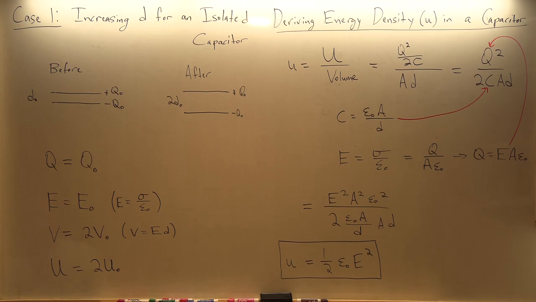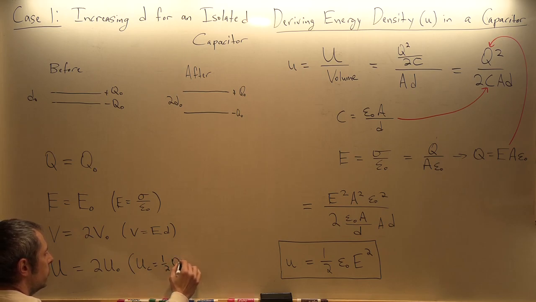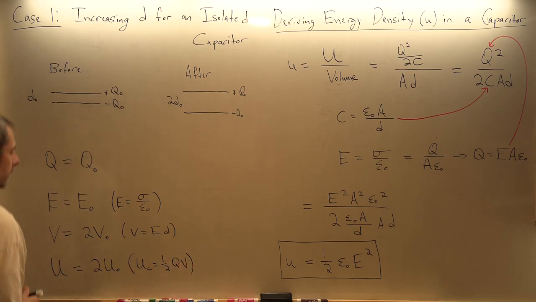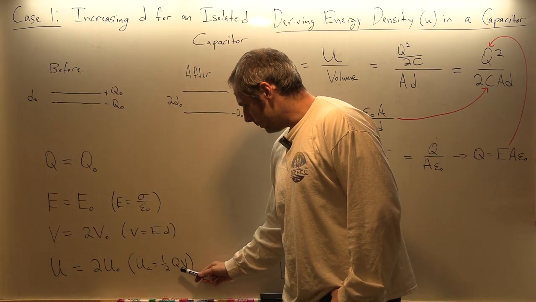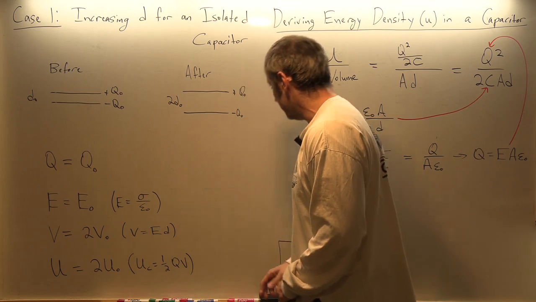The capacitor would gain energy if I spread it out. And how do we reason that out? Well, remember, electrical energy of a capacitor is 1/2 QV. There's one equation for the electric field in a capacitor. So if I have the same charge as before, but twice the voltage, I'm going to have twice the energy.